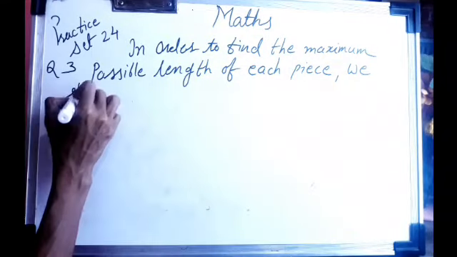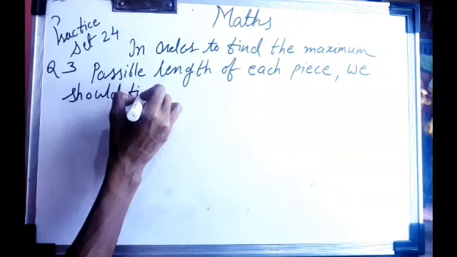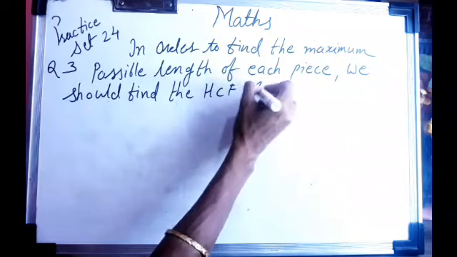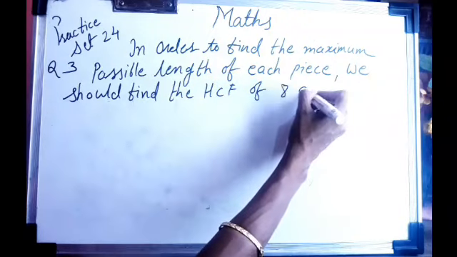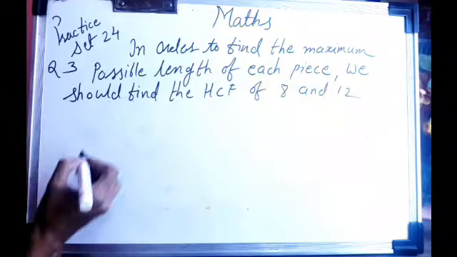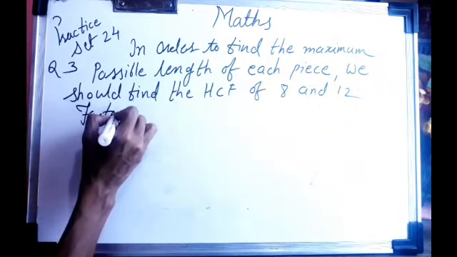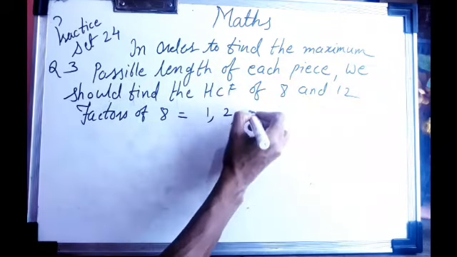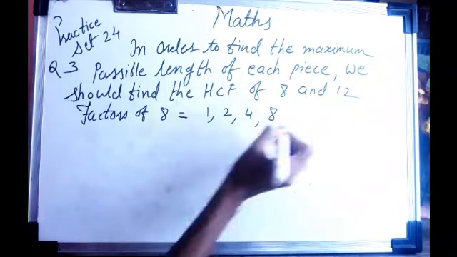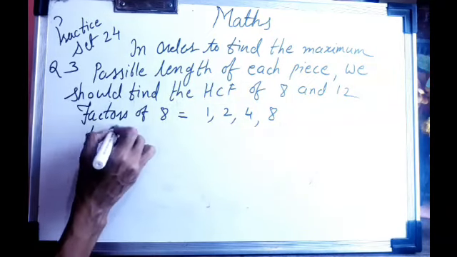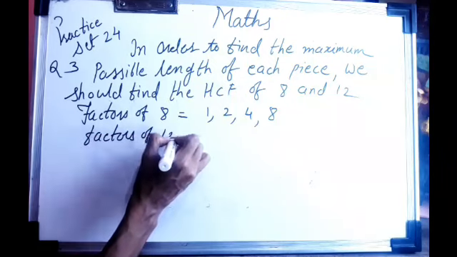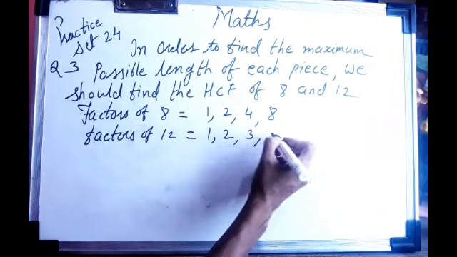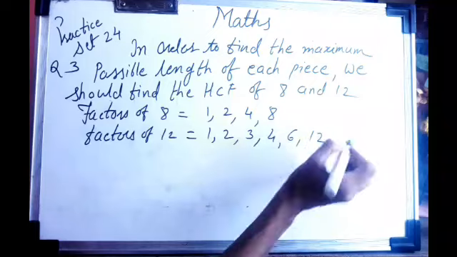which two numbers are given in the example? They are 8 and 12. Okay. So let us find the factors of 8. Factors of 8 are 1, 2, 4 and 8. Even the factors of 12 we need to find. Factors of 12 are 1, 2, 3, 4, 6 and 12.